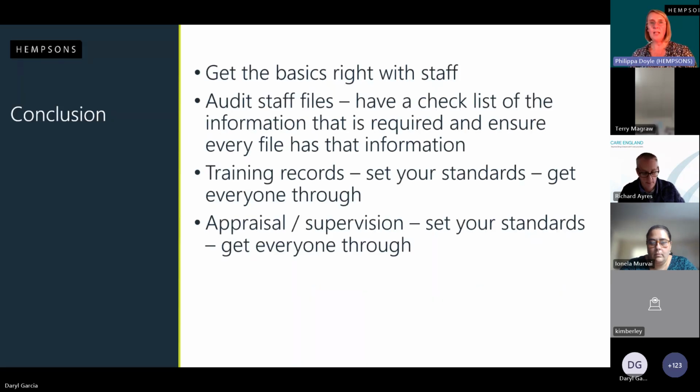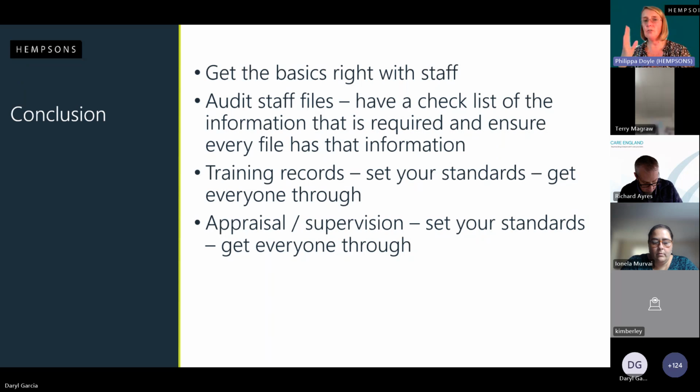So just a little bit of a conclusion, just in that one quality statement. This is about getting the basics right with staff. Do an audit of your staff files, have a checklist to make sure that you've got on file all of the information that CQC are looking for, and where you've got gaps in that information, perhaps for a member of staff that's been with you for a very long time, then do what you can to plug that gap, or write in a risk assessment to ensure that you're happy with that person.